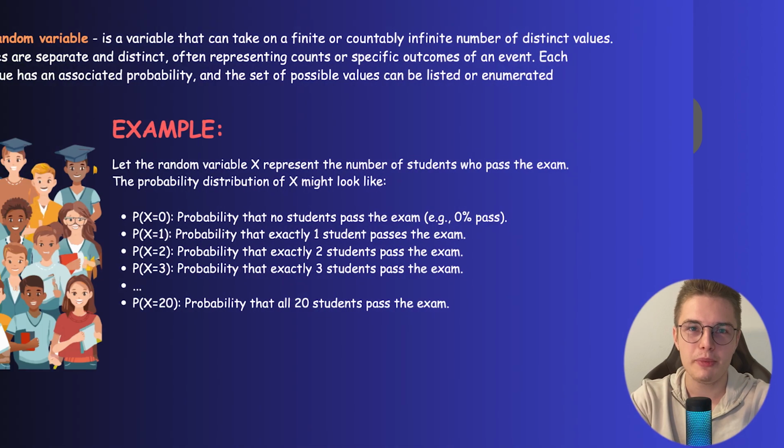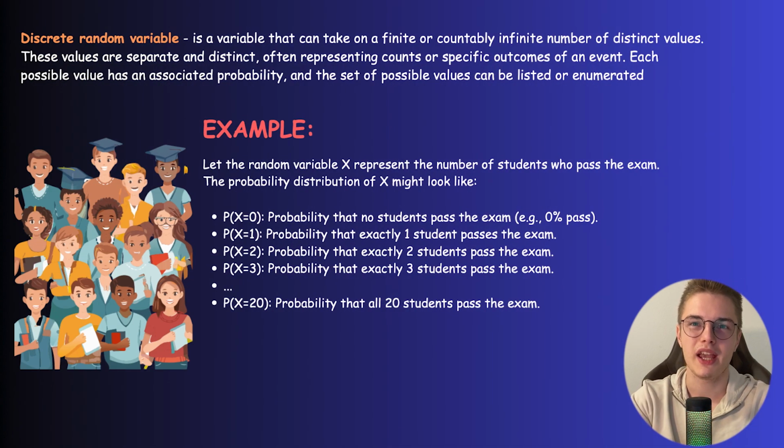And now let's dive deeper into different types of random variables. A discrete random variable is a type of variable that takes on a finite or a countably infinite number of distinct values. These values are separate and distinct, often representing specific outcomes of an event or counts of occurrences. Each possible value is associated with a probability, forming a clear and enumerated probability distribution.